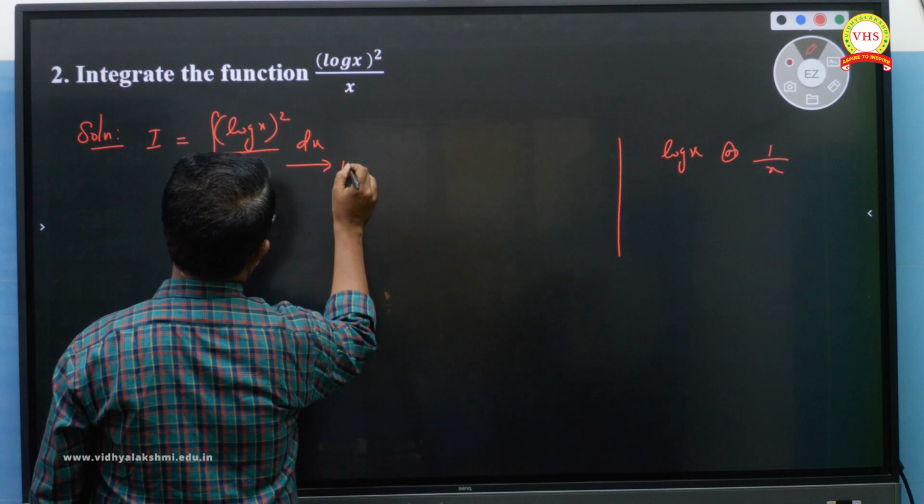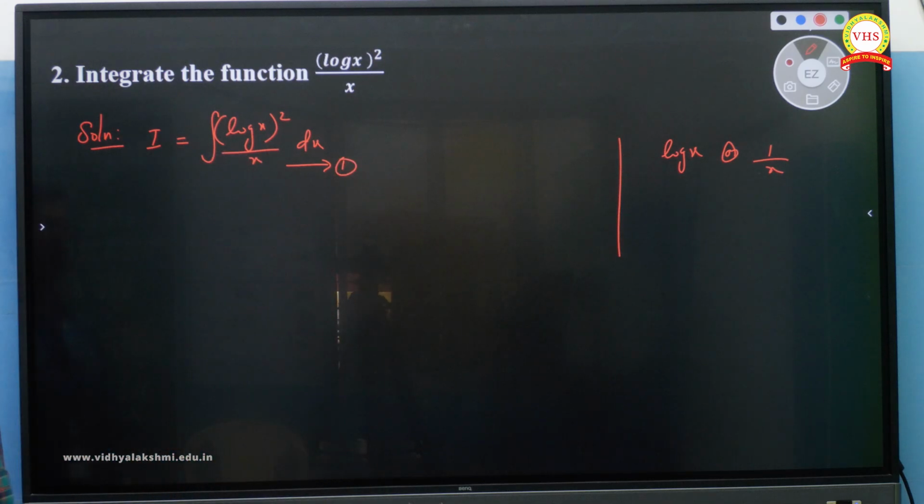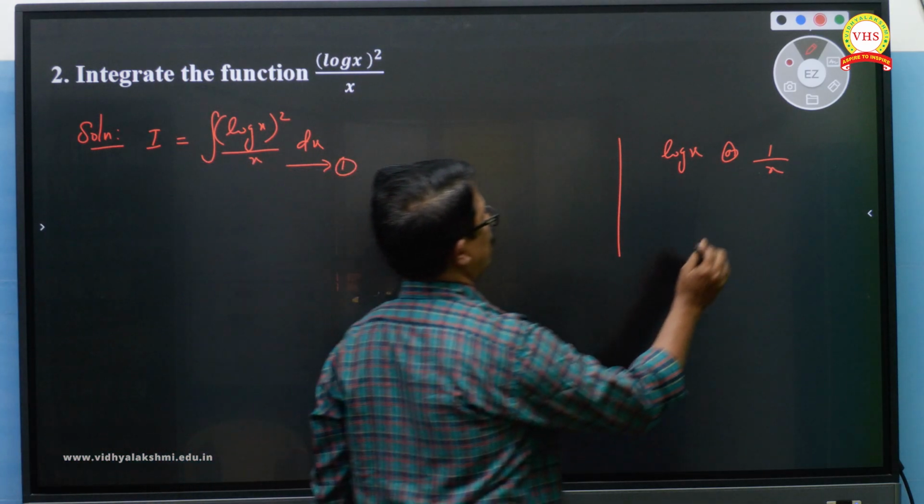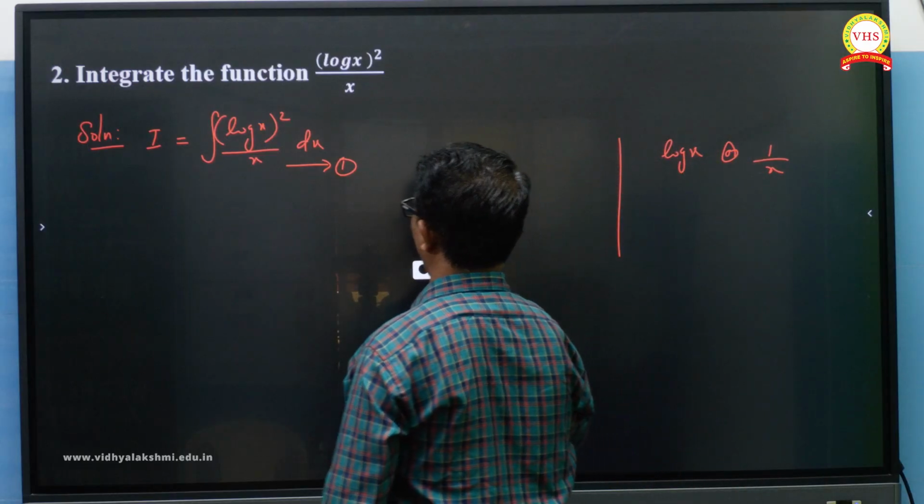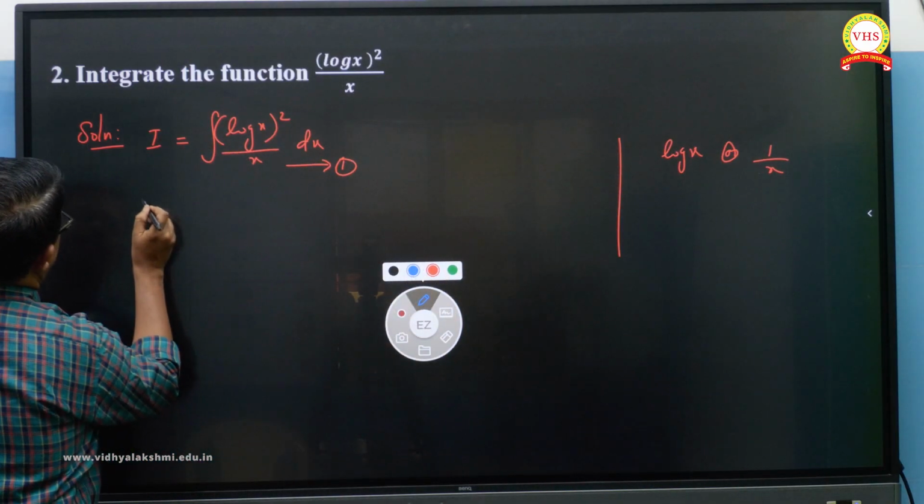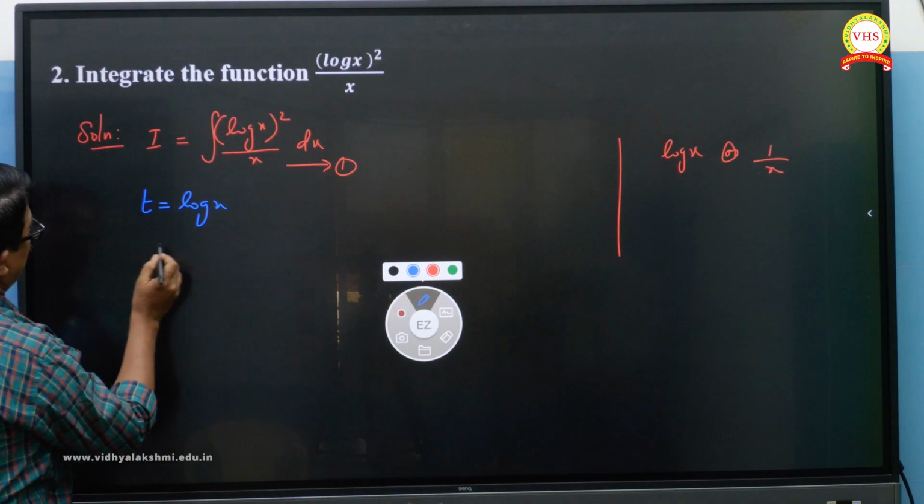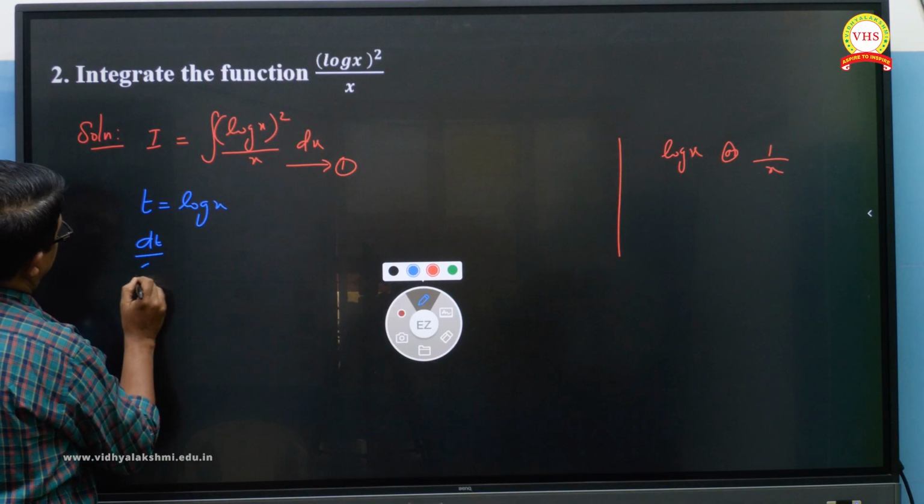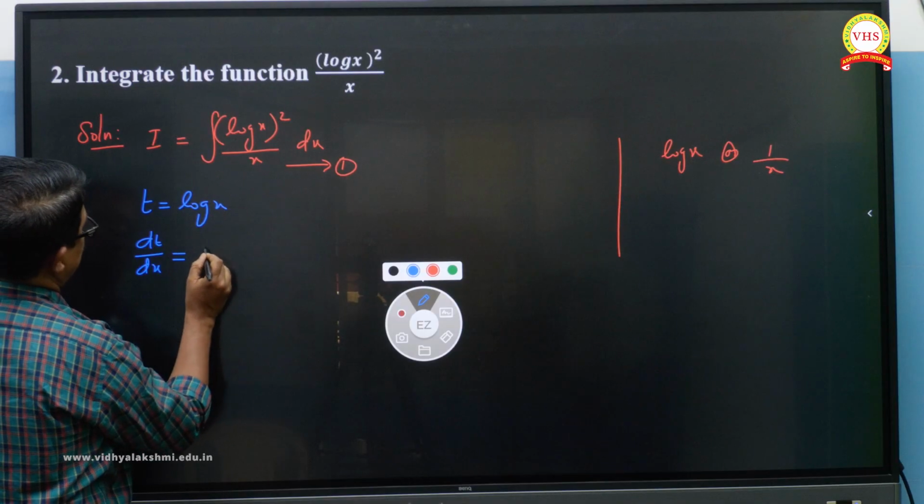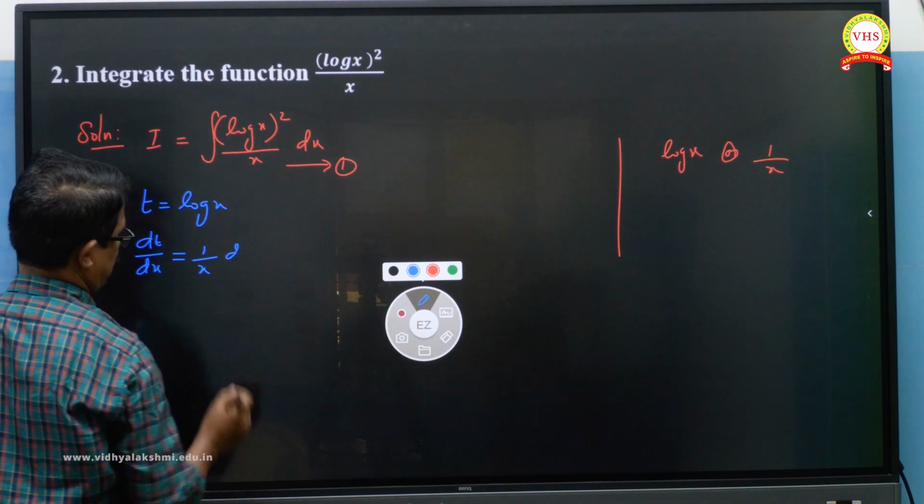So, we may call this the given sum, equation number 1. Now, we are going to assign the value of T. T equal to log x. Now, what we are going to do? Differentiate dt by dx with respect to x. What is that? 1 by x.